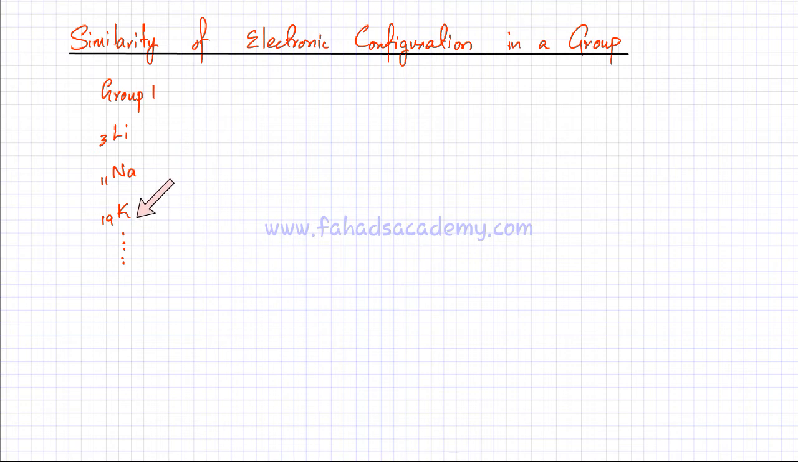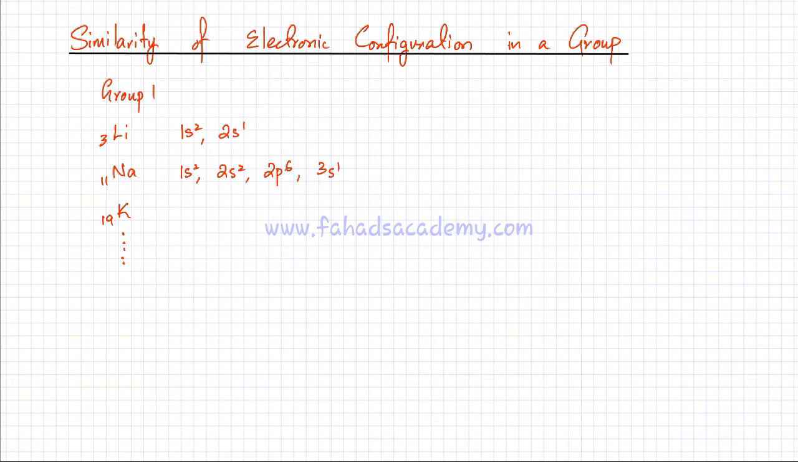I've picked the first 3 elements in group 1, and I'm going to write the electronic configuration and see what's similar in the electronic configuration. Lithium has 3 electrons, so the electronic configuration of lithium is going to be 1s2 and 2s1. Sodium, on the other hand, has 11 electrons, so its electronic configuration is going to be 1s2, 2s2, then 2p6 and 3s1.